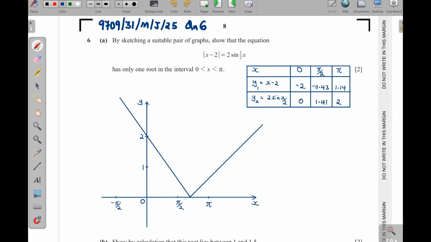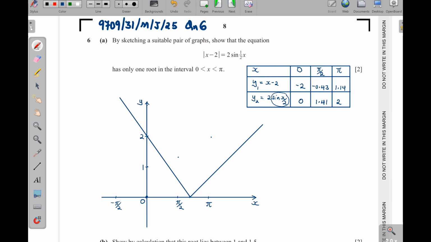Then let's go to the one of sine. 0, 0 is here. Then pi over 2. It is 1.4. Probably it's around here. And then pi, we are having a 2. Just up there. By the way, what is the maximum of this one?